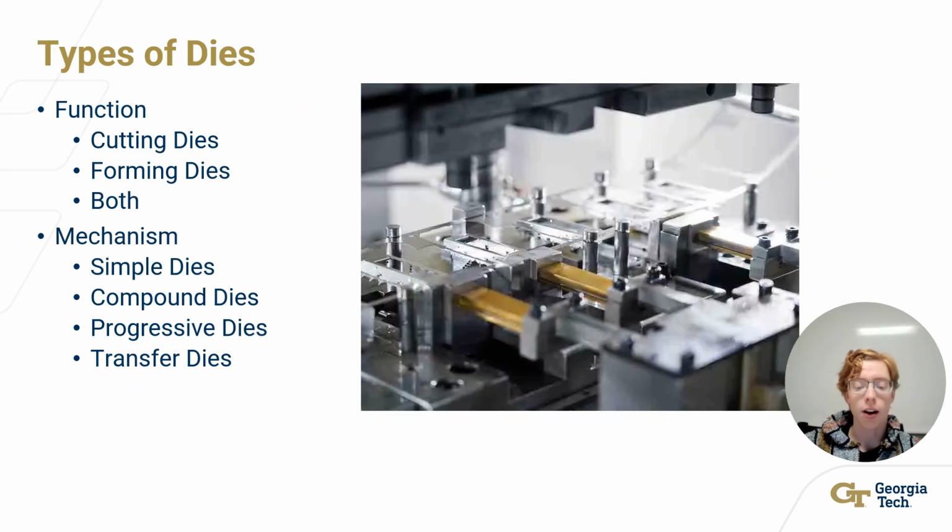Dies can be classified according to function or mechanism. Underneath function, a die is a cutting die or a forming die. A cutting die removes material by cutting or shearing. A forming die reshapes material without removing it. Some dies can feature a combination of both cutting and forming. Underneath mechanism, a die can be a simple die, a compound die, a progressive die, or a transfer die.